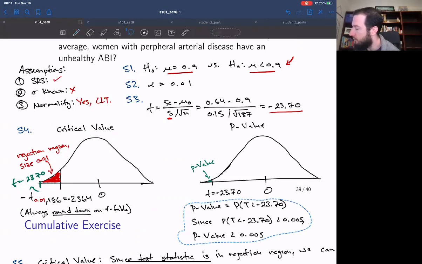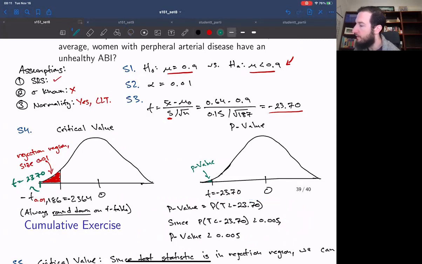Okay. Now, in terms of actually working with this, this is the exact same thing as the probability that t exceeds 23.7. Because the curve is symmetric, we can treat lower tail values in the same way that we treat upper tail values. So for that reason, we can just look up this lower tail area in the same way we would look up an upper tail area.